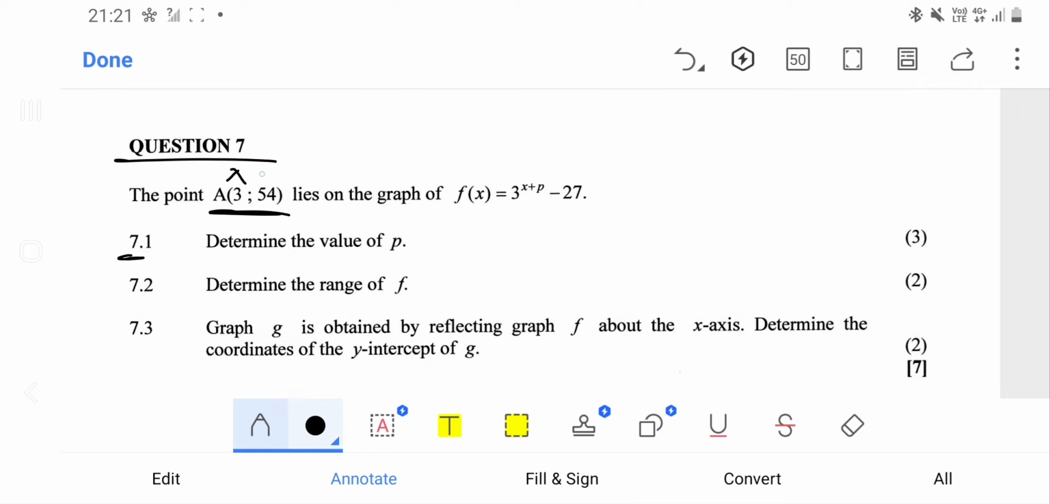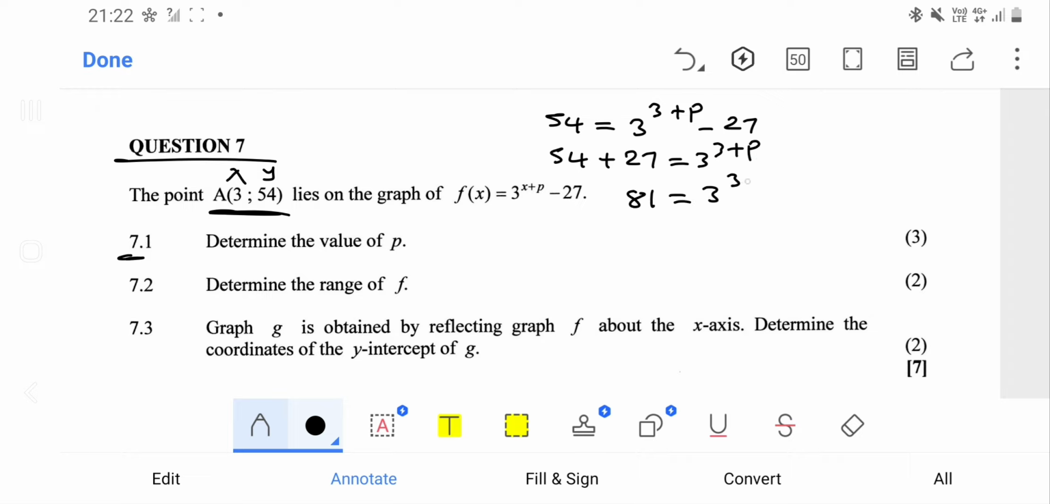We know that we have x and y, right? So we just substitute. We say 54 is equal to 3 to the power of 3 plus p, minus 27. So we transpose: 54 plus 27 is equal to 3 to the power of 3 plus p. So it becomes 81 is equal to 3 to the power of 3 plus p, and 81 is the same as 3 to the power of 4. This is equal to 3 to the power of 3 plus p.